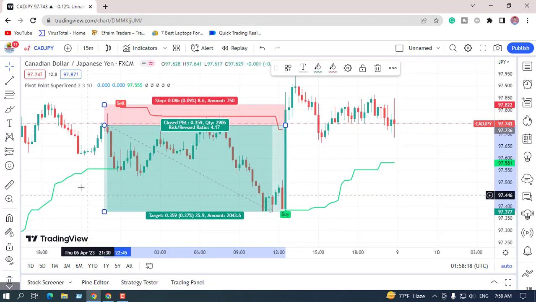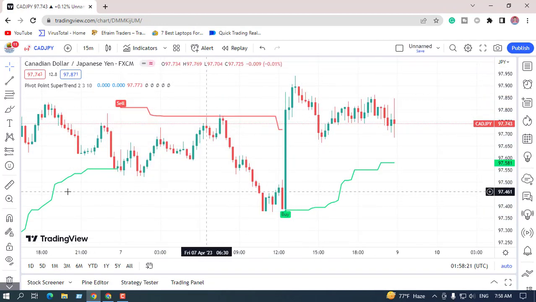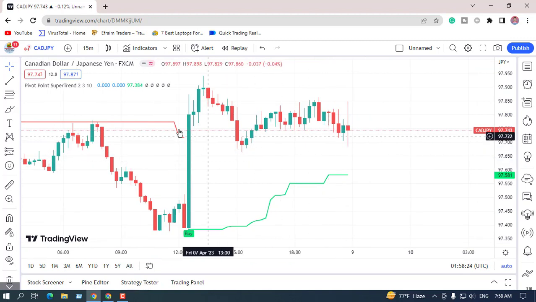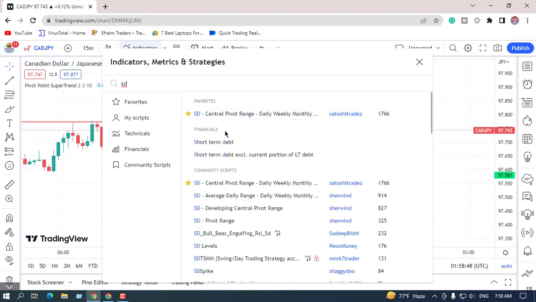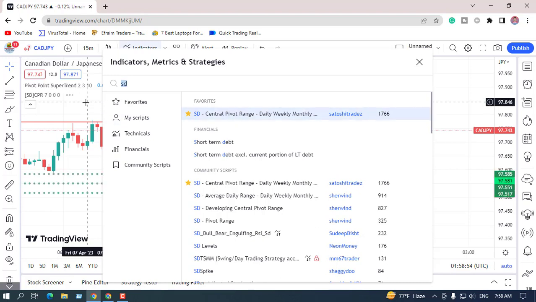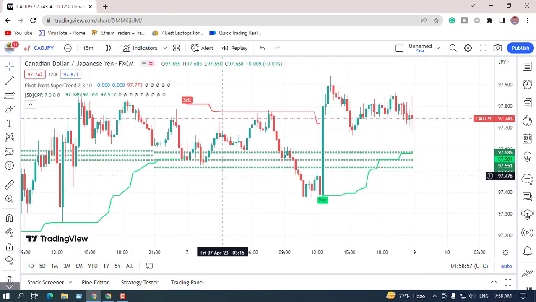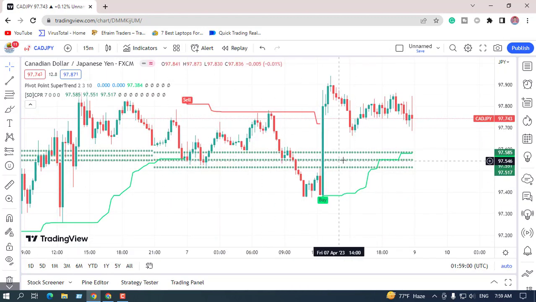Okay, but for more confirmation I have one more indicator. Its name is SD Central Pivot Trends. Okay, here is the indicator for more confirmation. This is an indicator with automatic buy and sell signals.